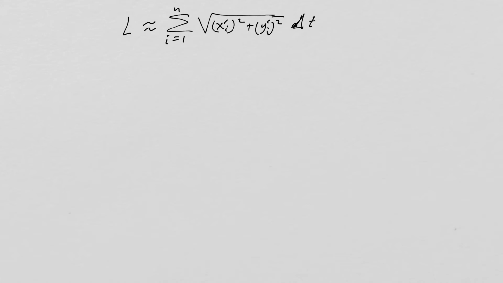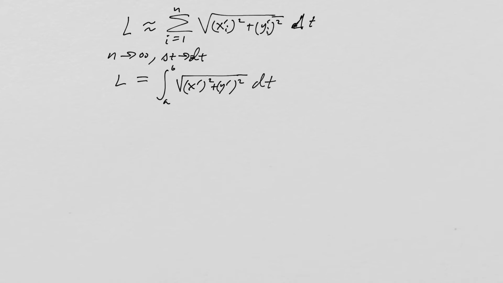And of course, now all I have to do is take n going to infinity and delta t going to 0, or dt, actually. And then, of course, we have L is going to be equal to the integral from a to b of the function square root of x prime squared plus y prime squared dt.